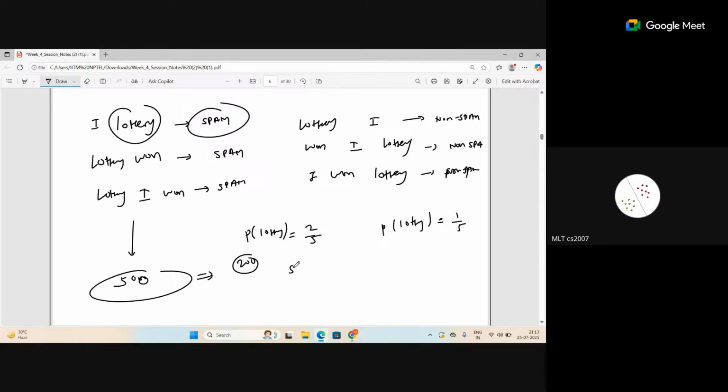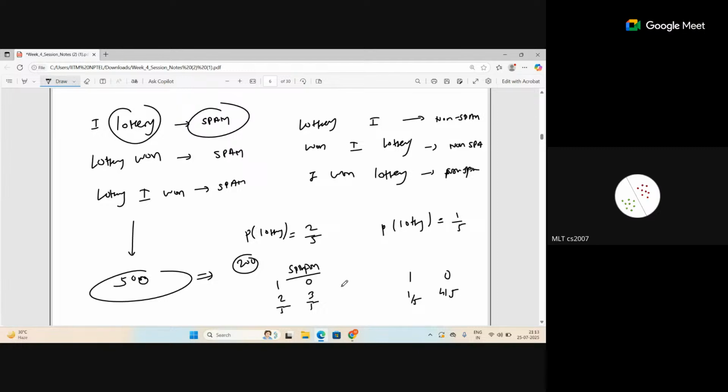So for spam emails, the probability distribution for the same word lottery is 2 by 5 and 3 by 5, right? Let's say 1 and 0: it will appear or it will not appear. For non-spam cases, it is 1 by 5 and 4 by 5. So the probability distribution for both of these will be different.